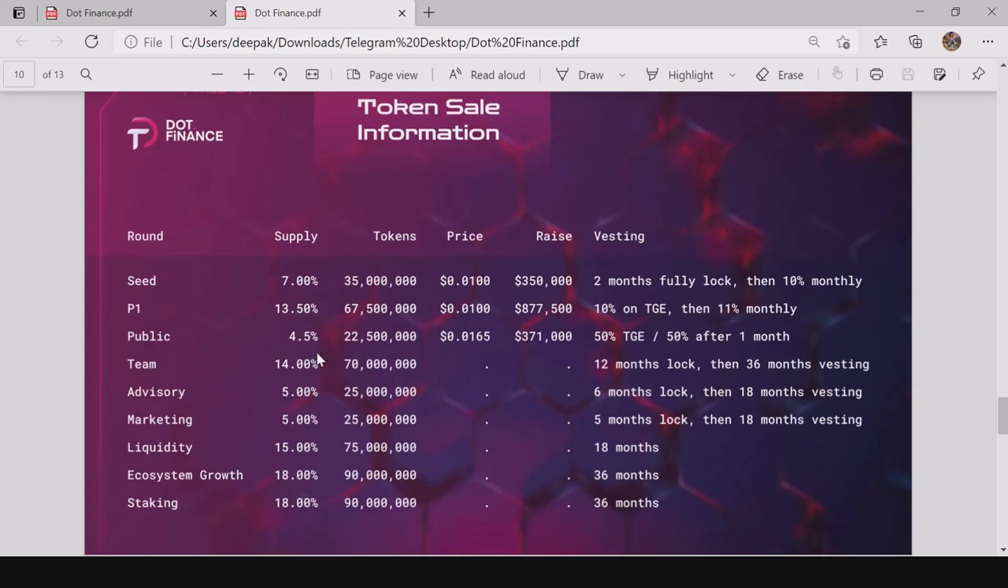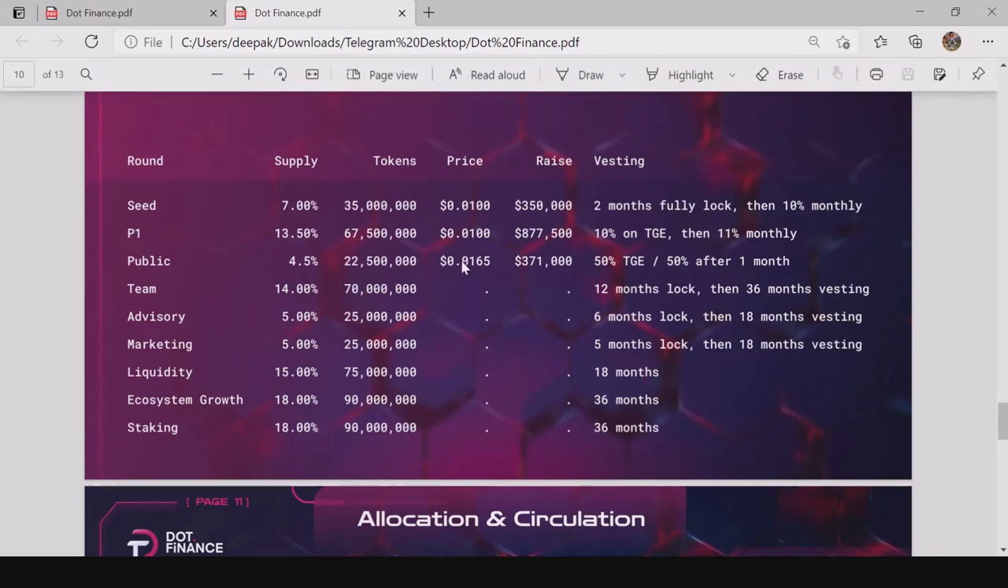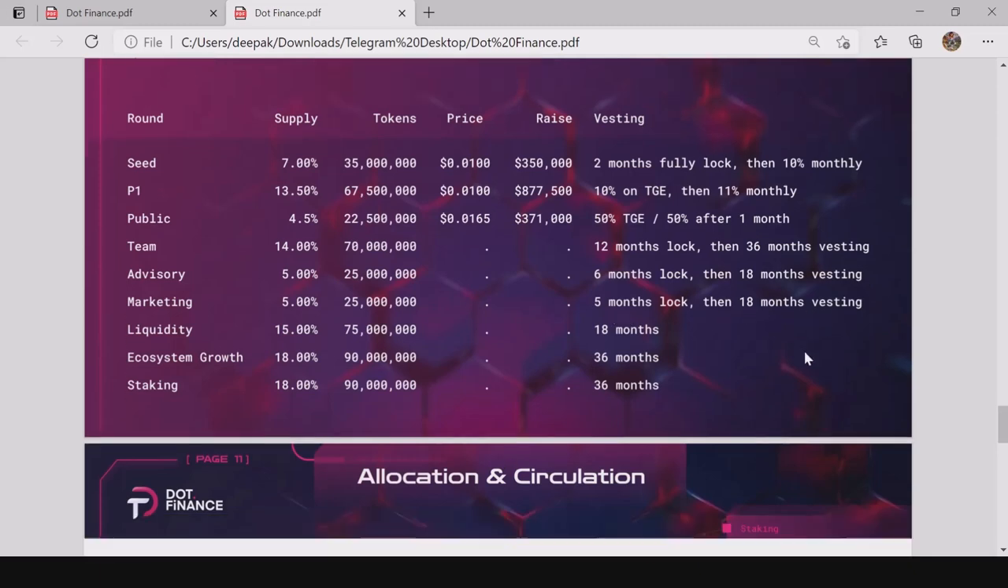And the public sale, there's 22.5 million tokens. Price is not much, it's just slightly more than 0.5 cent more, right? But vesting is 50% unlocked on TGE and 50% after 1 month. This also is fine, if you ask me. In fact, it could be much better, I don't know. But personally, I think this is okay because there's not much of a difference. So for the team, there's a 12-month lock and 36 months vesting, advisory 6 months lock, then 18 months vesting, and marketing is 5 months lock and 18. So yeah, it's good.